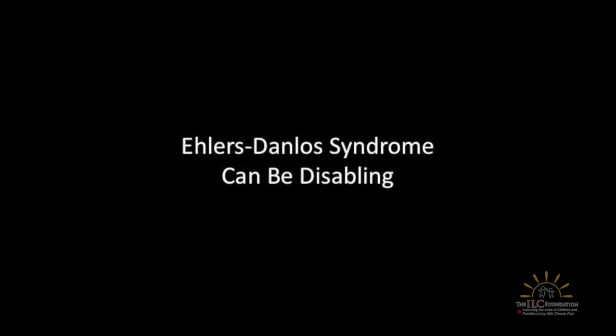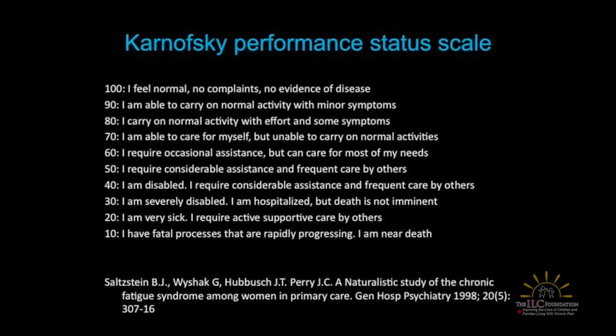Ehlers-Danlos syndrome, and I need not tell this to this audience, I'm sure, but it can be disabling. And we use the Karnofsky Performance Status Scale to assess how well people are functioning in their daily lives. We ask patients to circle the number on this scale that gives us the best representation of how they are functioning. So 100 is I feel normal, I have no complaints and no evidence of disease, and 10 is I have fatal processes that are rapidly progressing, I am near death, and then the rest are kind of in between.